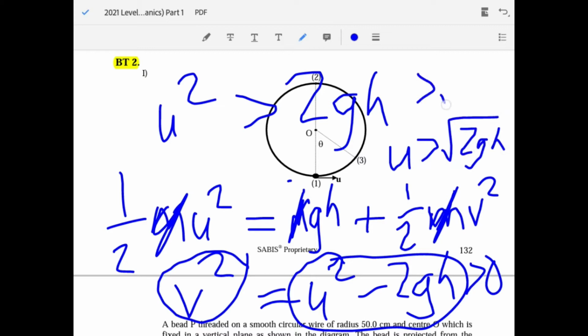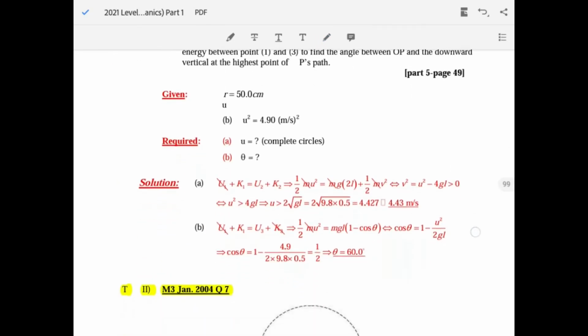And that means greater than square root of 2, then times 10, so 20, and then times h, so 50 centimeters, so 2 times 0.5, because there's one up, one down, that's 1, so square root of 20, or square root of 2 times 9.8. What they did here is the 2 is outside because you have the 2 from 2gh, but then they just use 0.5, so it's 2 of that. So 2 times 2 is 4, you can take it outside. So square root of 20, that's it.